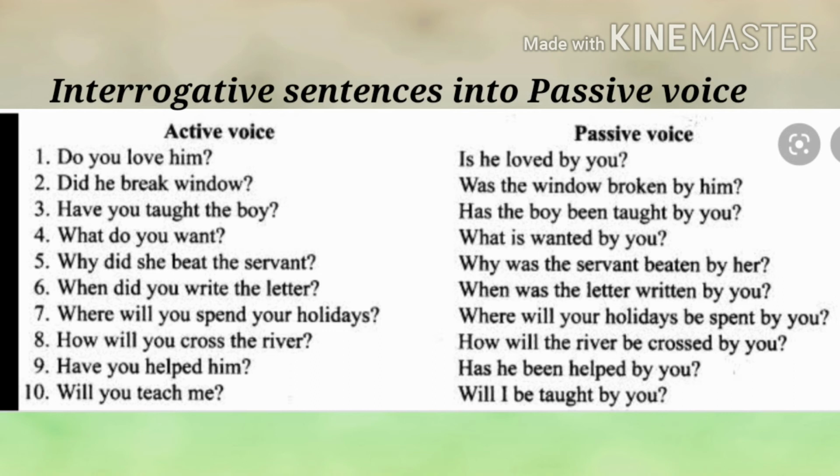Next, have you helped him? In place of have, we will use has because our object is him. Has he been helped by you? Our last sentence is: will you teach me? In passive voice, we can also use shall because our subject is I in the passive voice. Shall I, after the subject, be taught by you?